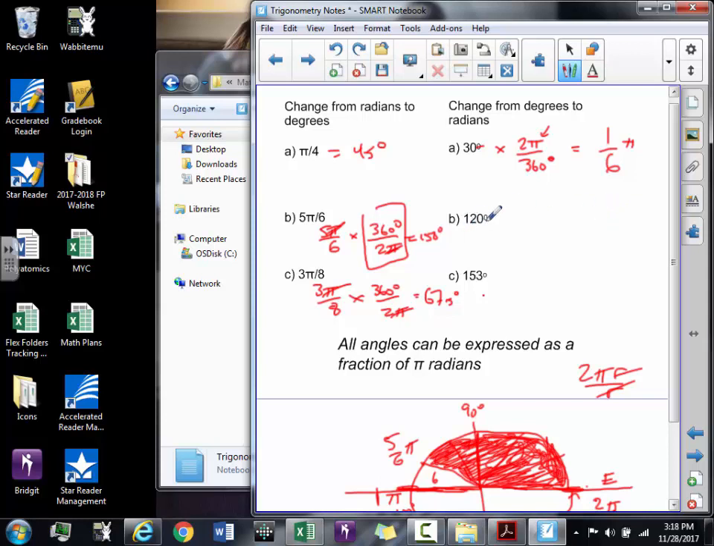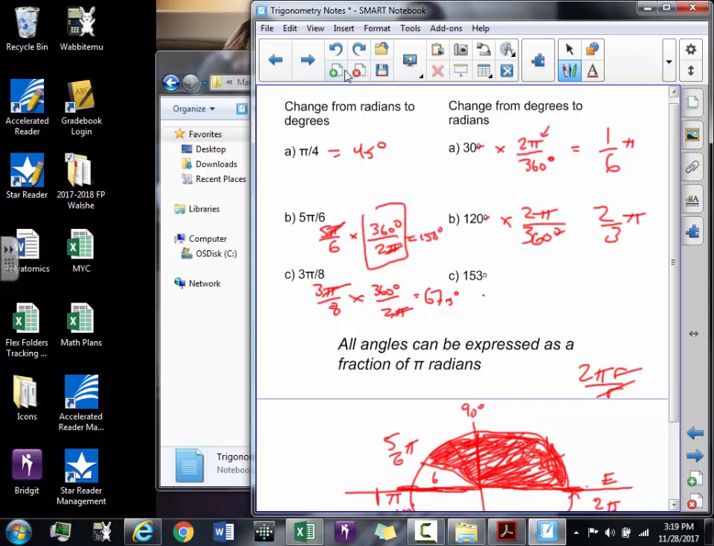Let's say I give you 120 degrees. Here's what I'm going to do. I'm going to times by 2 pi, and I'm going to divide by 360. The reason why is that 2 pi is all the way around the circle if you're talking about radians. 360 is all the way around the circle if you're talking about degrees. I'm going to cancel the degree signs. If I take 120 and I times by 2 and divide by 360 and make it a fraction, I get 2/3. That means it's 2/3 of pi.